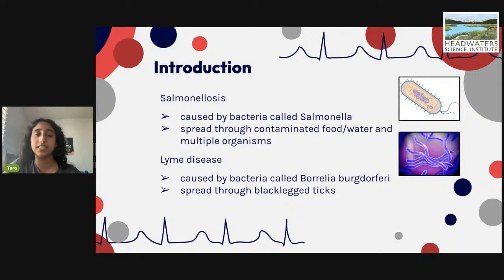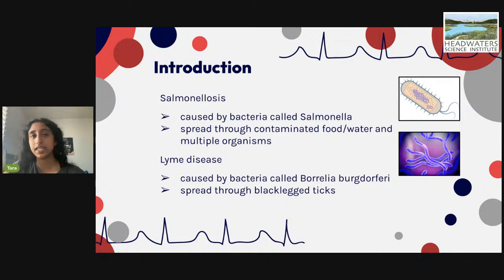So the two diseases that I studied in my research question were Salmonella and Lyme disease. So salmonellosis is a prevalent zoonotic disease in the United States and is caused by a rod-shaped bacteria called Salmonella. Salmonella harms the intestinal tract of organisms, and it can be spread through contaminated food or water. And some organisms that frequently carry Salmonella include chickens, ducks, turtles, and lizards. And the bacteria from these animals can spread to humans through direct or indirect contact.